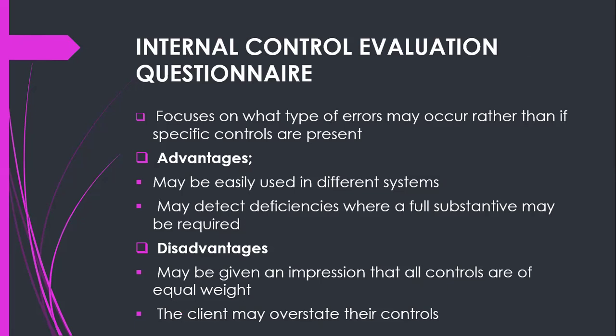Then internal control evaluation questionnaires focus on what type of errors may occur rather than whether specific controls are present. So I just ask, can this error occur? Then the client answers, no, because we've got a system of controls which are A, B, C, D, E, F, G. And those are internal control evaluation questionnaires.